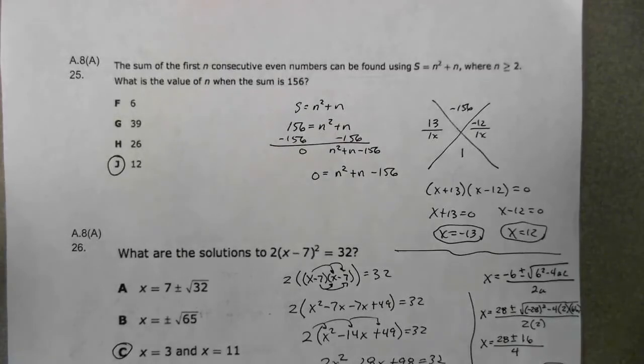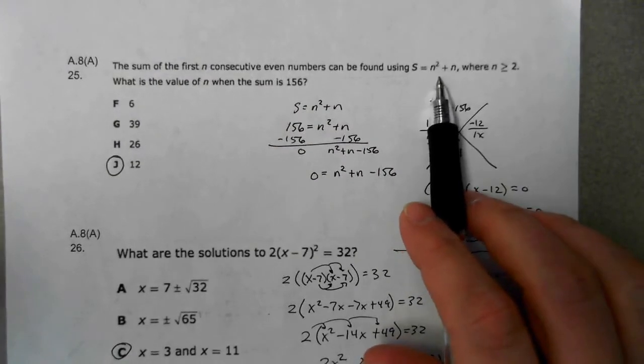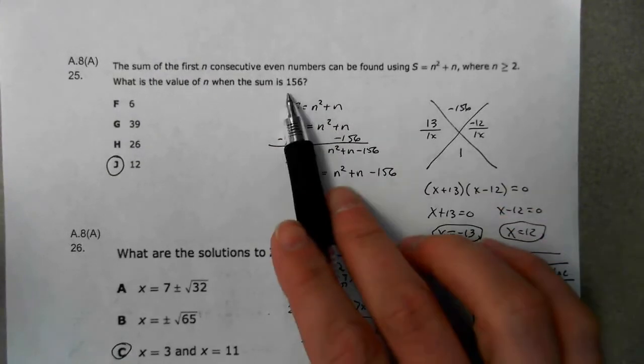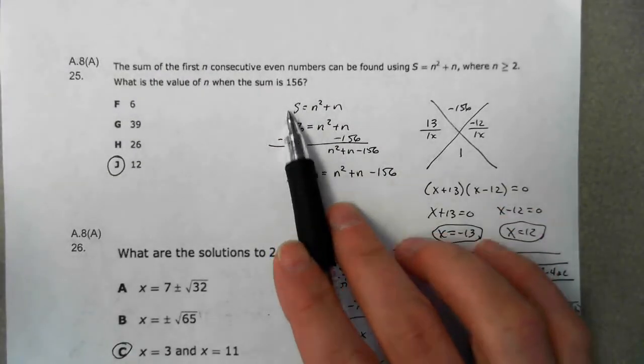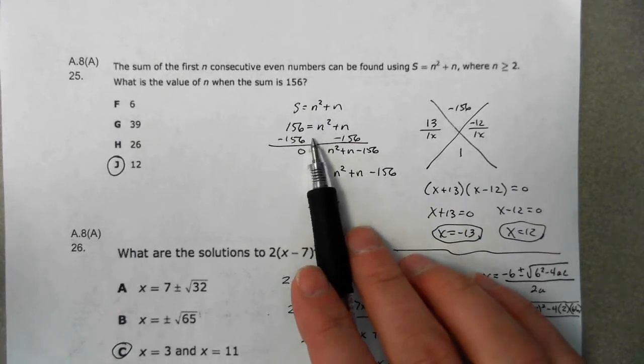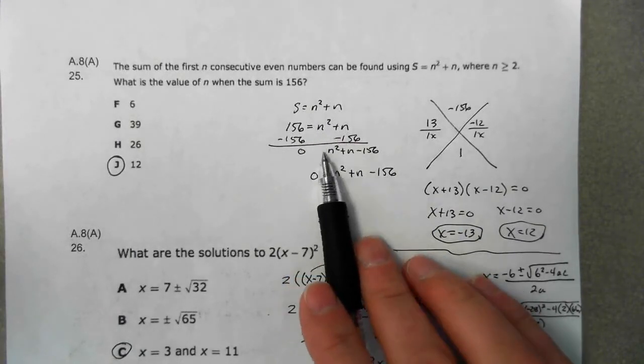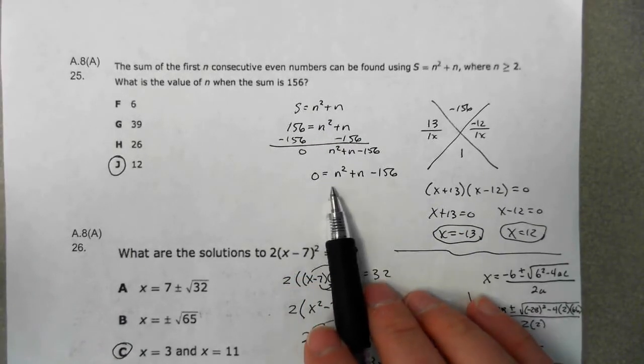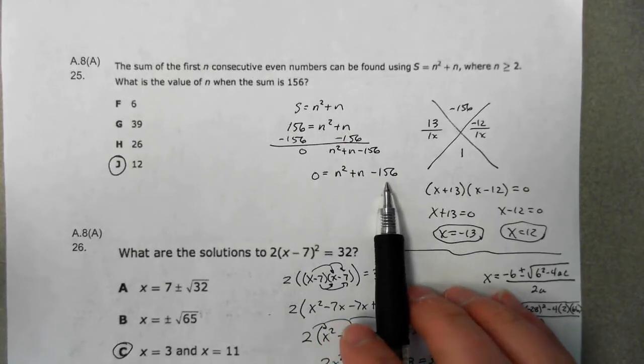Number 25 is the same thing. We have the equation s equals n squared plus n. S represents the sum, so it's 156. So I plug it in: 156 equals n squared plus n. I subtract it on both sides to get 0 equals n squared plus n minus 156.